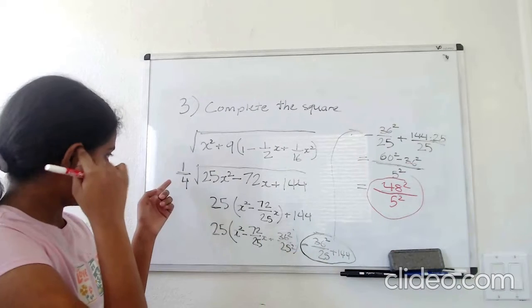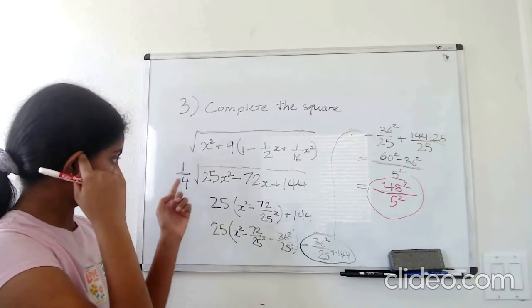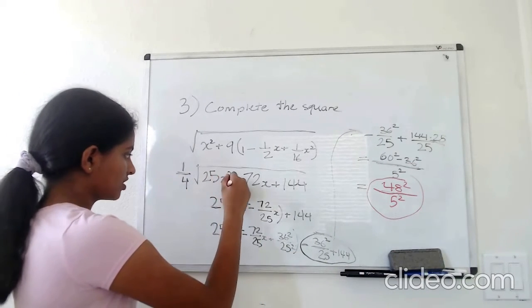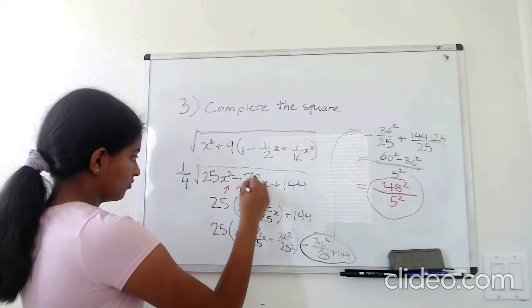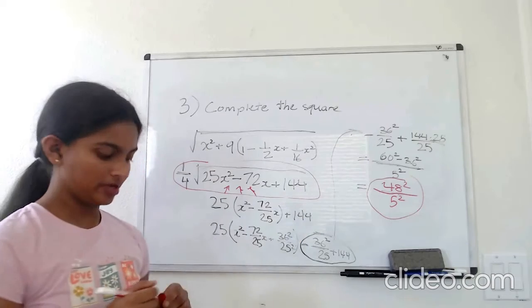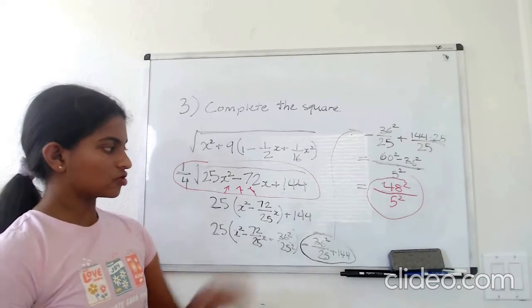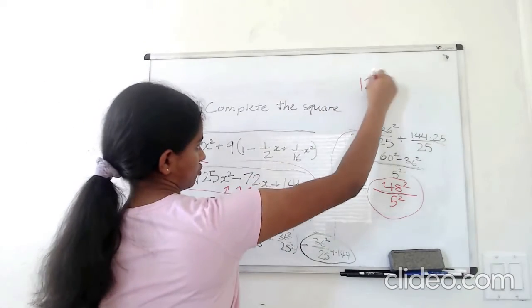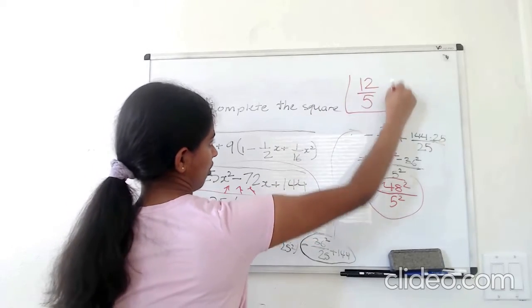But we're not done yet, because we actually have to take 1/4 of the square root of this. We just found the minimum value of this stuff. We didn't find the minimum value of this whole thing over here, did we? So 1/4 of the square root of that is going to be equal to 12/5, which is our solution.